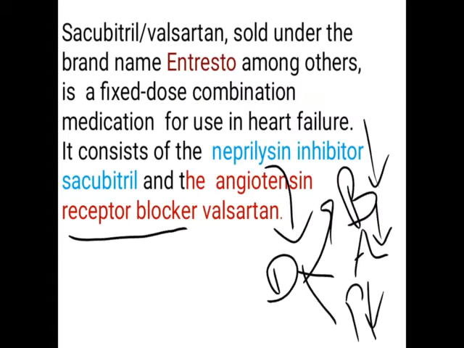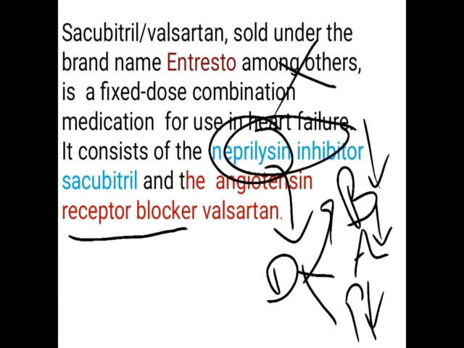And who does all this? Neprilysin. So what do we have to do? Give a neprilysin inhibitor, which can inhibit the neprilysin. So there is no availability of neprilysin. And if neprilysin is not there, what happens? There is no degradation of these compounds which are responsible for the vasodilation.